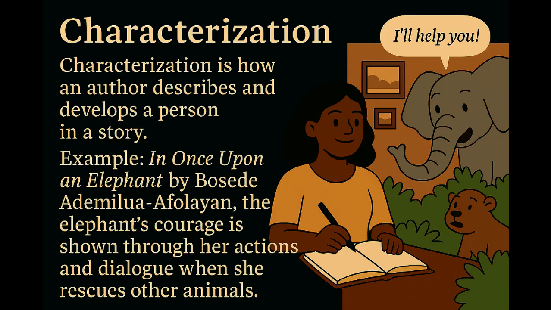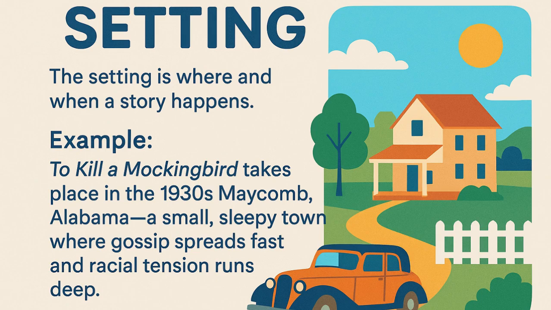An example can be seen in Once Upon an Elephant by Bosede Ademiloa Afolayan. The elephant's courage is shown through her actions and dialogue when she rescues other animals. Setting. The setting is where and when a story happens. To Kill a Mockingbird by Harper Lee.